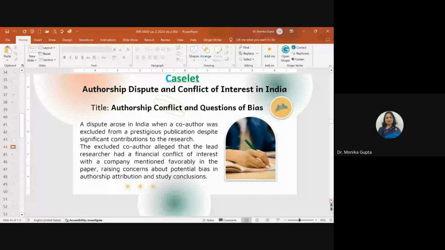Here the co-author may get aggrieved, and he may sue legally, and he may not agree to the findings and conclusion of the research. And ma'am, it may lead to deviation from good research practices which we talk about. Right, right.